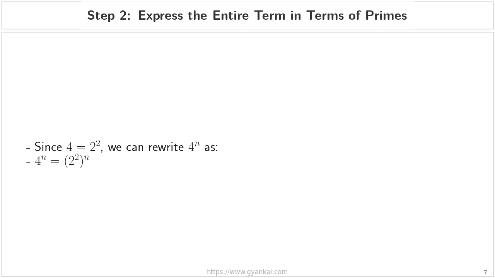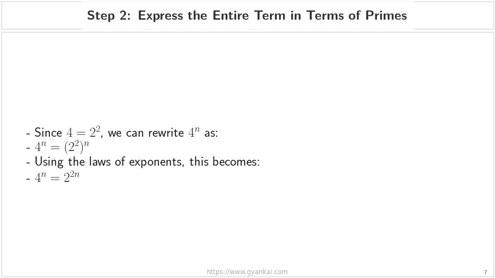Since we know that 4 is the same as 2 squared, we can rewrite the expression 4 to the power of n as 2 squared, all raised to the power of n. Now, applying our laws of exponents, specifically the power of a power rule, we multiply the exponents together. This simplifies our expression beautifully, transforming 4 to the power of n into 2 to the power of 2n. This step is crucial because it allows us to see the pure prime structure of the number, which we will analyze in the next slide.